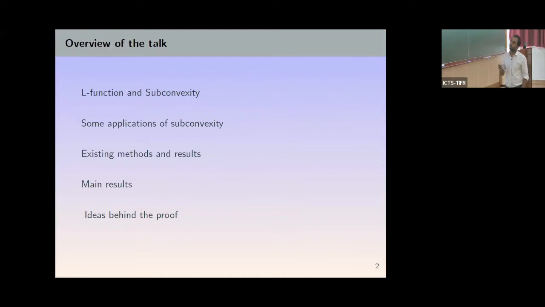So I will say briefly about L functions, and the L functions which we encounter in number theory are automorphic L functions. And then I will define what is subconvexity, and say briefly why subconvexity is important. Then the existing state of the art, the methods and existing results, followed by my main results. And if time permits, I will give brief ideas about the proof. So let's get started.